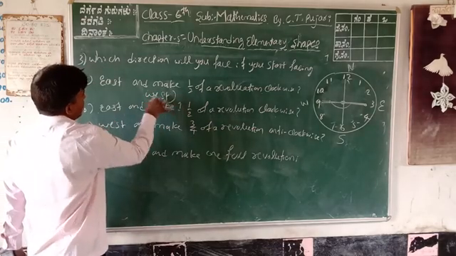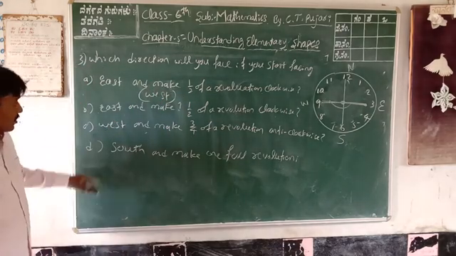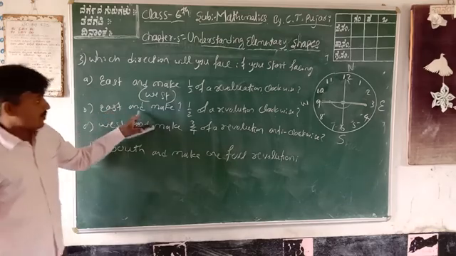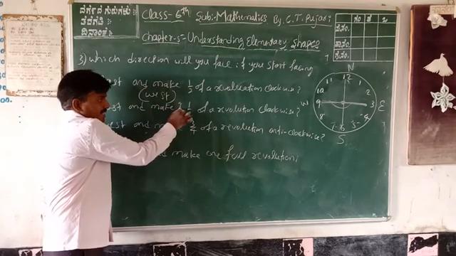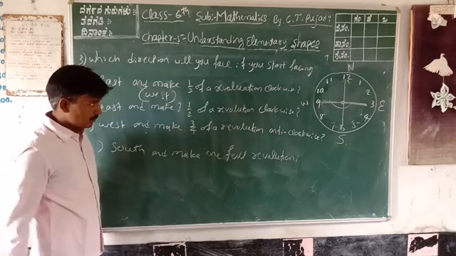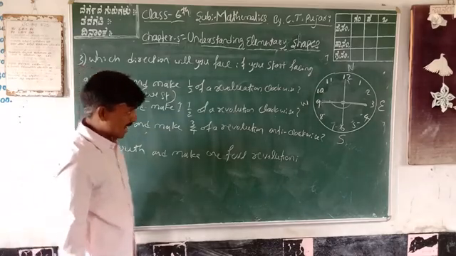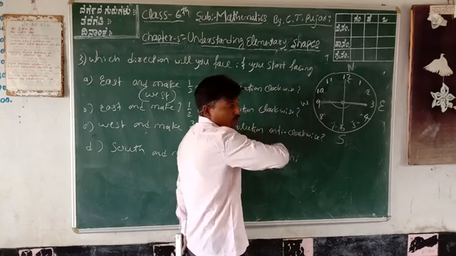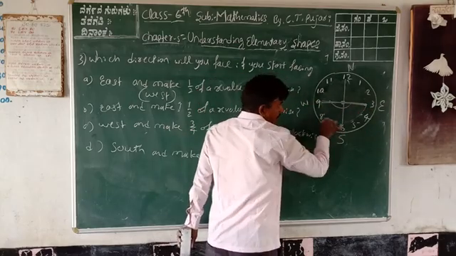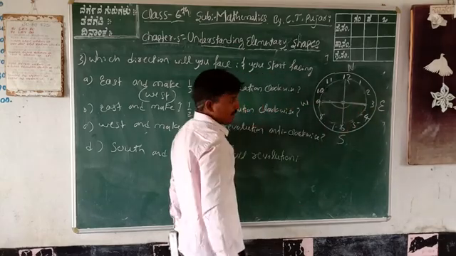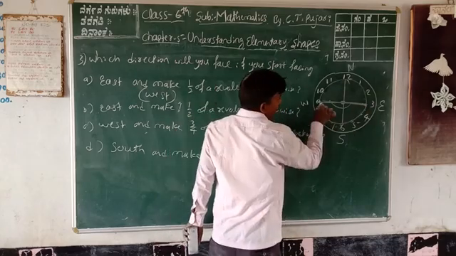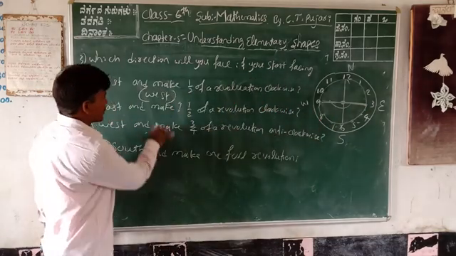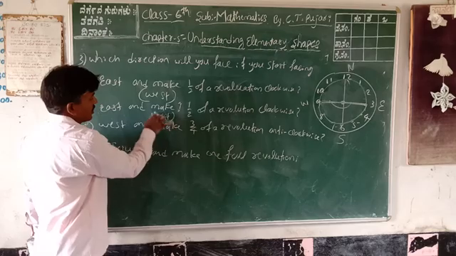West. Answer is west. Next one is what? East and makes one and 1 by 2 revolutions. One and 1 by 2 means again the place is east. One revolution means one complete clockwise direction. One is completely one. What about the next? Again half is that, which is also west. This is also west.